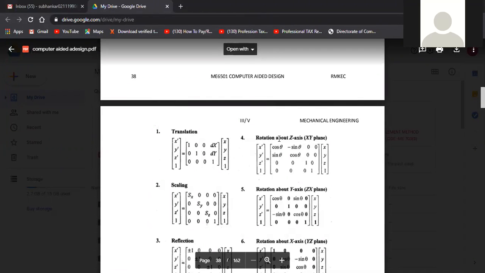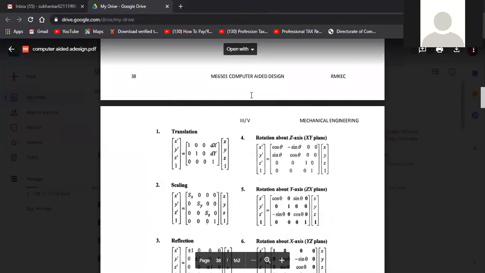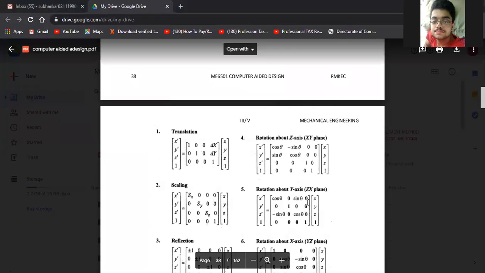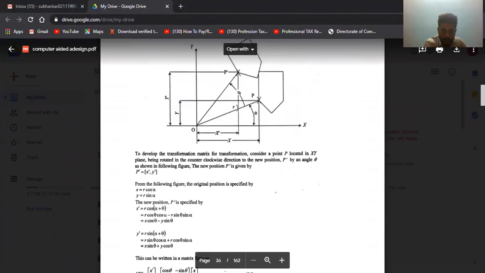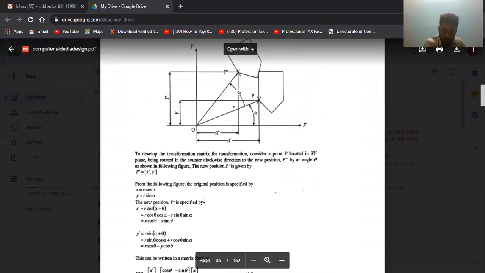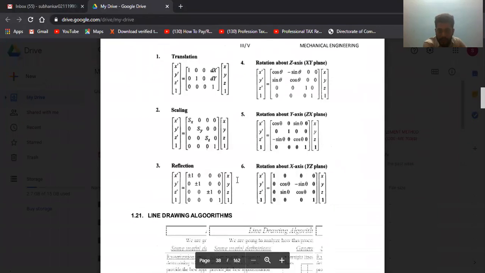Any doubt, one by one? No, sir. Fine. So you will use the same concept and you will derive for rotation of any object about the z-axis as well as about the y-axis. I am just writing here the formula.